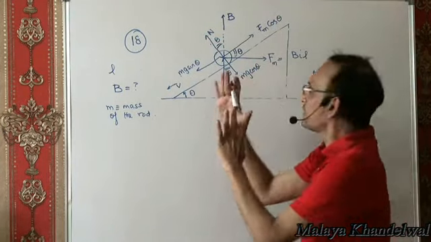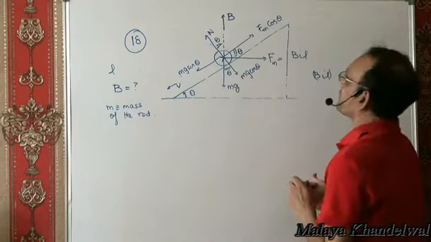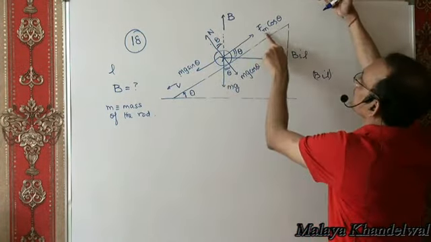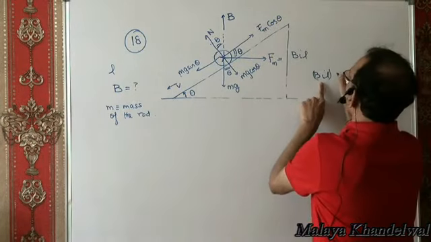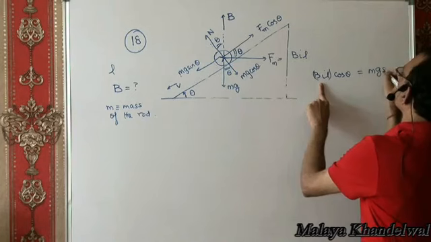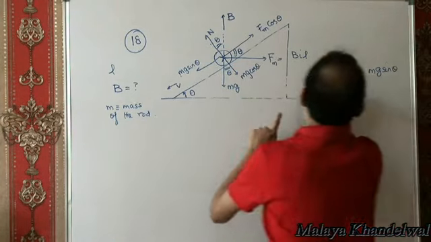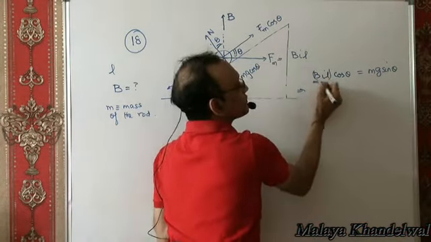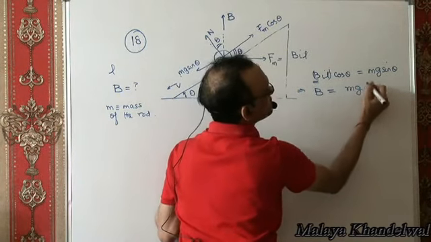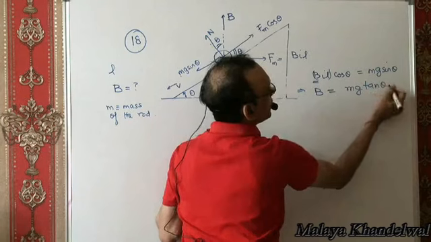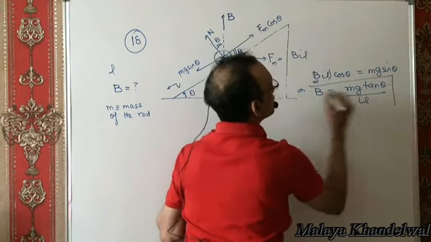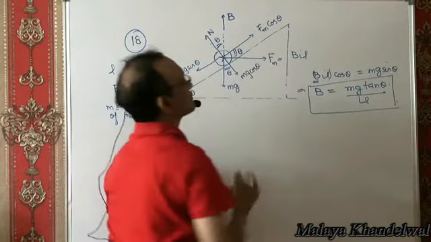So that's as far as the direction perpendicular to the plane is concerned. Parallel to the plane, mg sin theta must balance Fm cos theta. And therefore we have a direct value of B available, which is mg tan theta by IL. That's the value of the magnetic field.